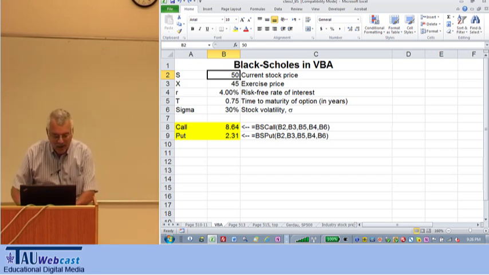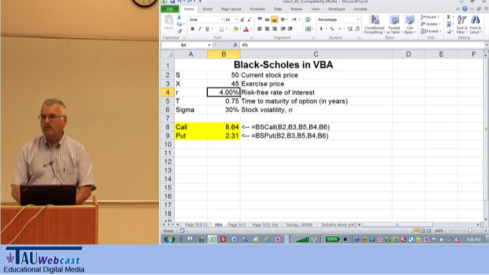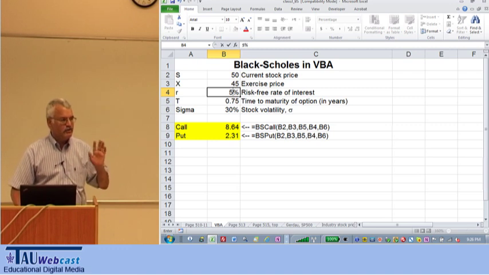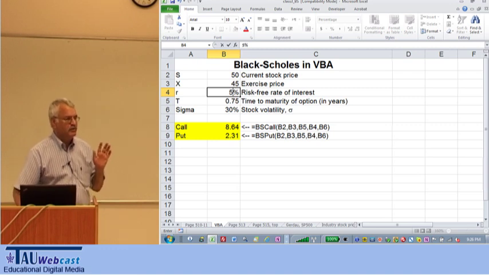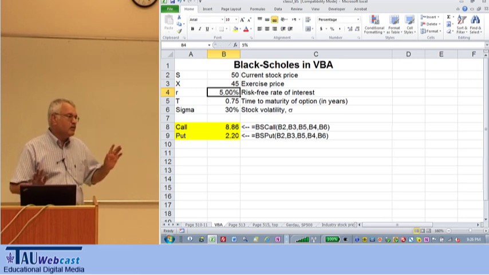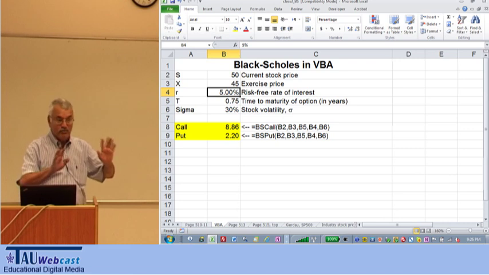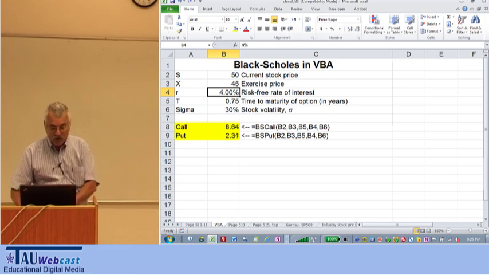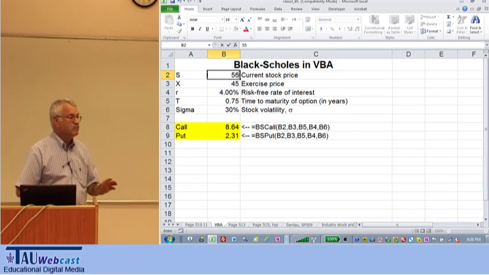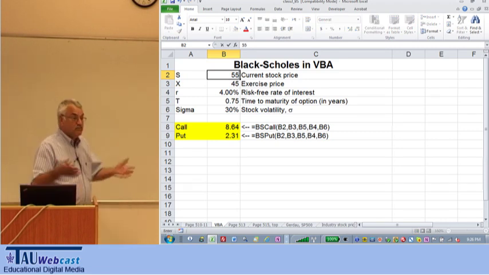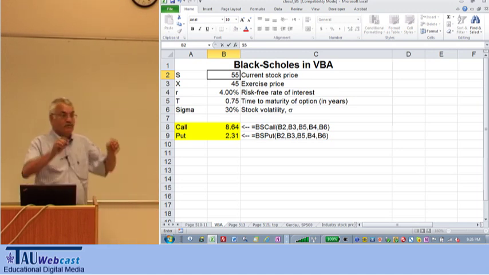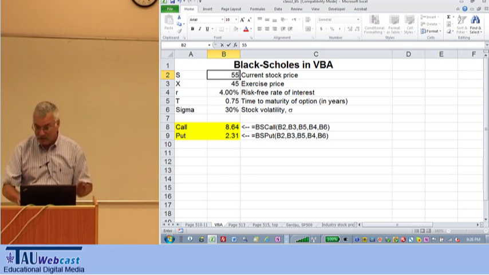What would happen if the interest rate went from 4 to 5%? I'm going to push enter, and you look and see what happens to 8.64. It went up by 22 cents. Now, remember, what's the probability that the stock price goes from 50 to 55 in a day? It happens, right? It's a small news item, not much.